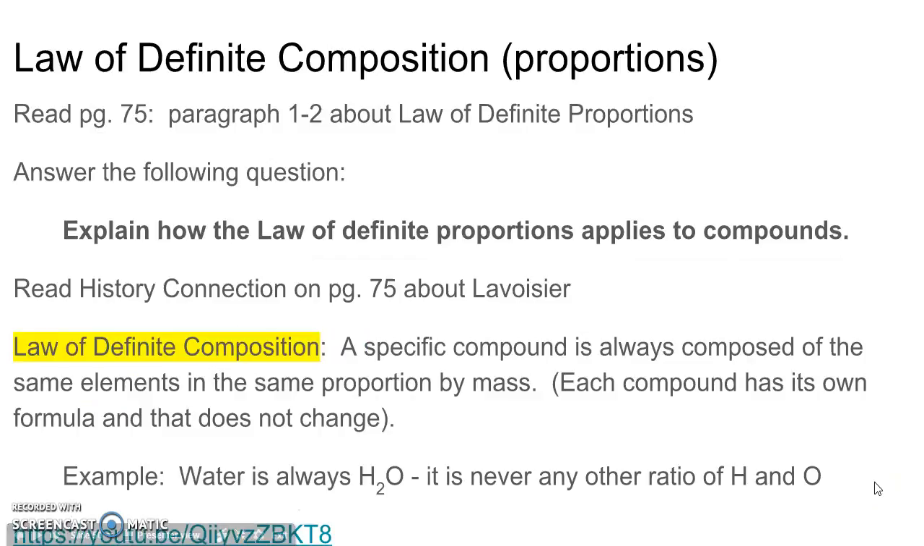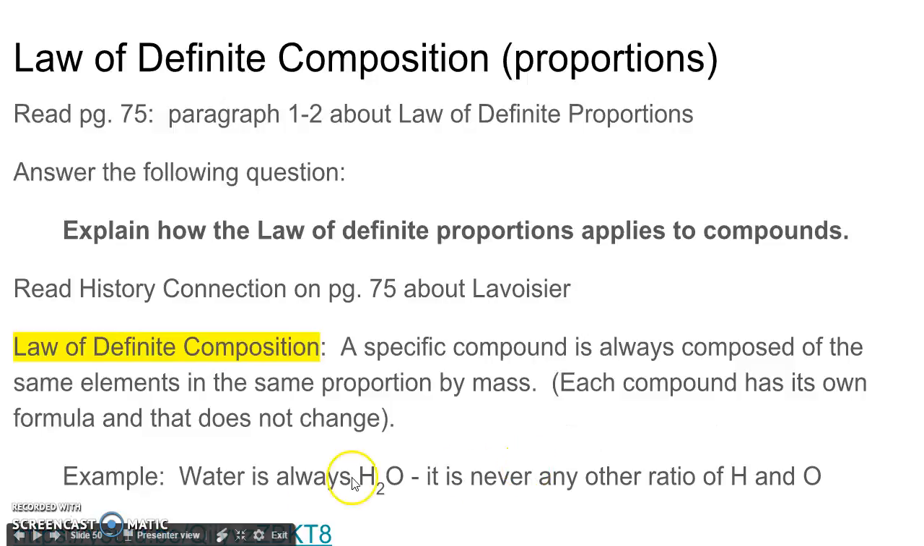The next law, again, is the law of definite composition, or the law of definite proportions. We're going to read page 75. We're going to answer the question. We're going to read the history about Lavoisier. And then here is the stuff that you need to write down for this. The law of definite composition just simply states that a specific compound is always composed of the same elements in the same proportion by mass. Each compound has its own formula, and that doesn't change.